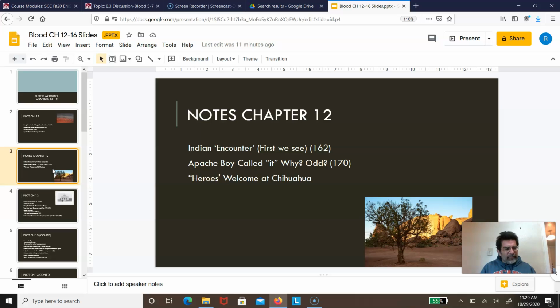The second point that I want to make from this chapter is that there's a really odd moment. I don't know if you noticed this, but there's an odd moment where there's a shift in point of view, in perspective, and the Apache boy gets called an it. Let me read that off because it's kind of hard to explain. I'm on my page 170.